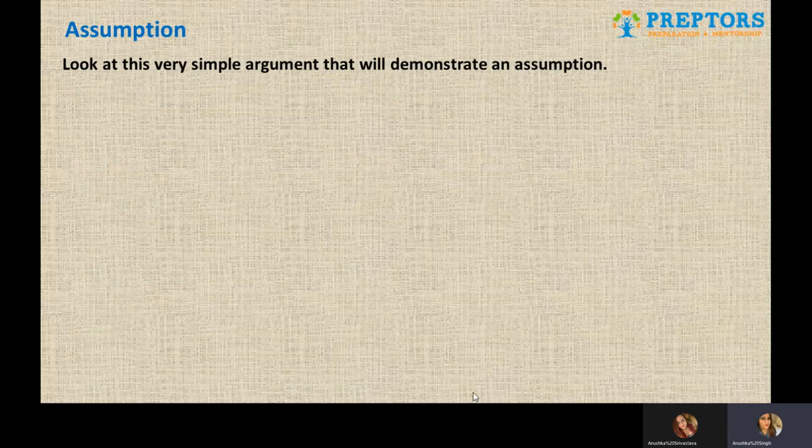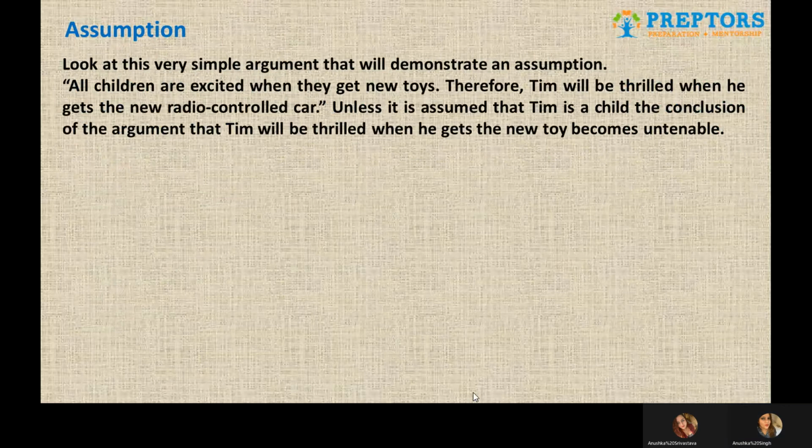Let's see a very simple example. It says all children are excited when they get new toys. Therefore, Tim will be thrilled when he gets his new radio controlled car. Now, my conclusion is therefore Tim will be thrilled when he gets his new radio controlled car, and my premise is all children are excited when they get new toys. So, unless and until I assume that Tim is a child, the conclusion of the argument that Tim will be thrilled will not be true, right?